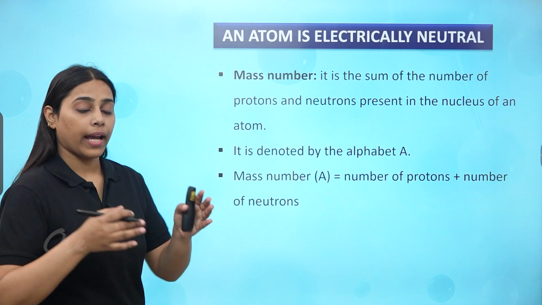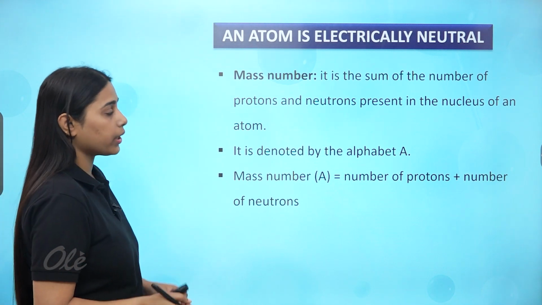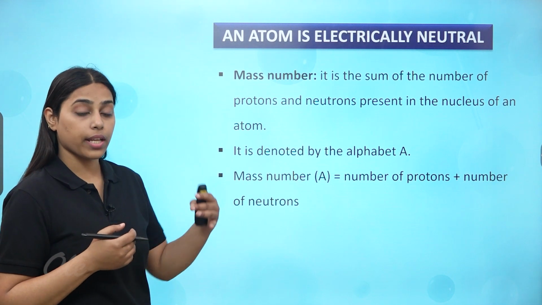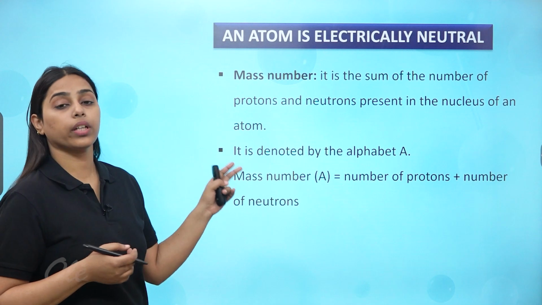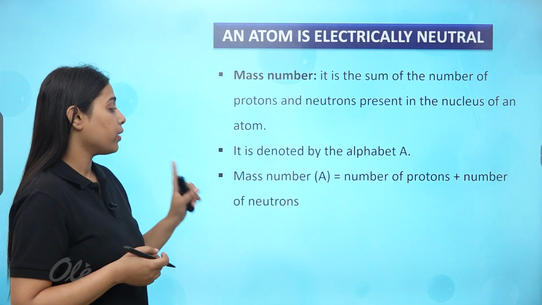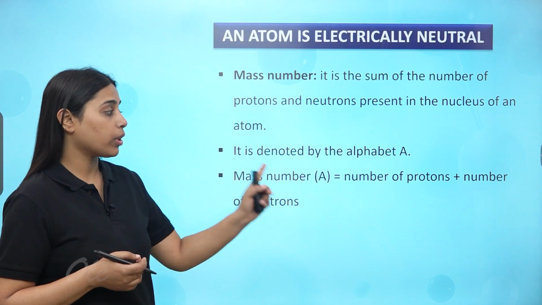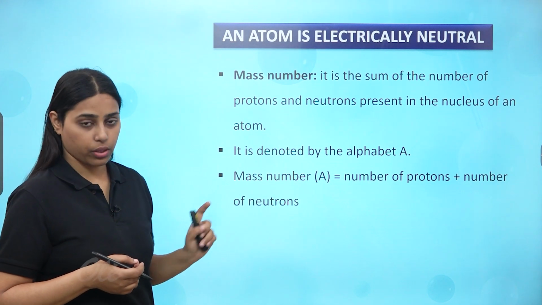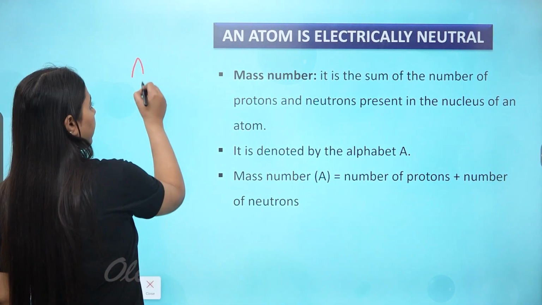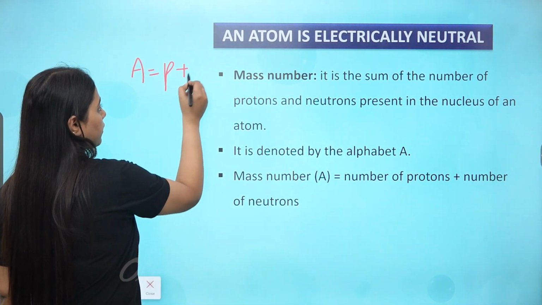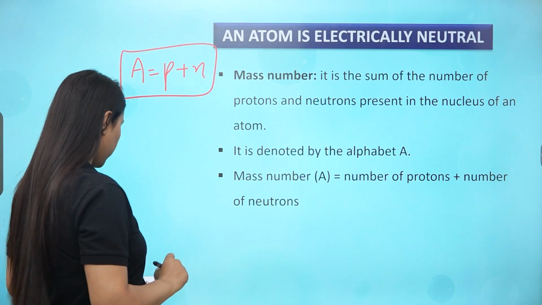Then, just like atomic number, we have another term, that is mass number. It is the sum of the number of protons and neutrons present in the nucleus of an atom. It is denoted by the capital letter A. So mass number A is equal to the sum of the number of protons plus the number of neutrons. In short, you can write it as A = P + N. This will constitute the mass number for any element.